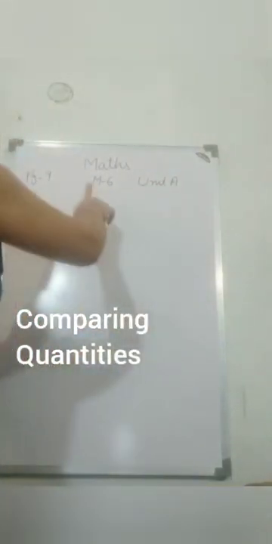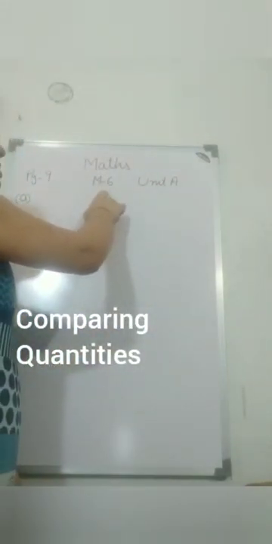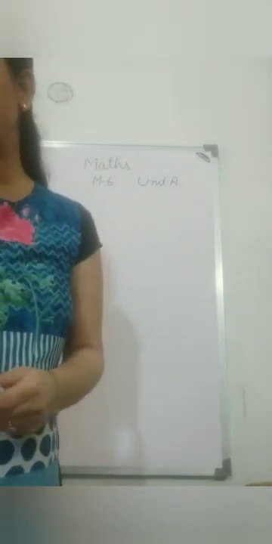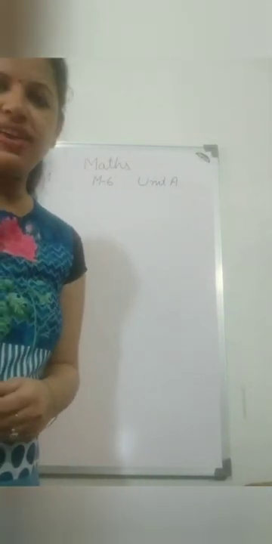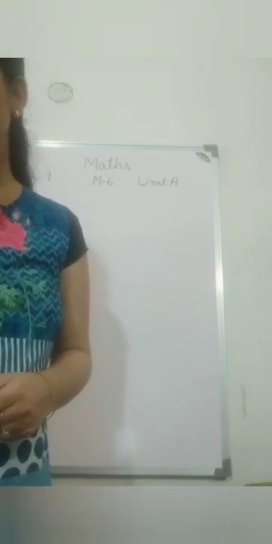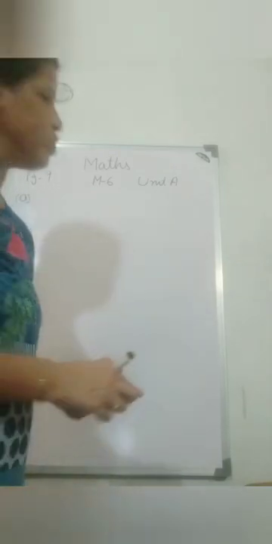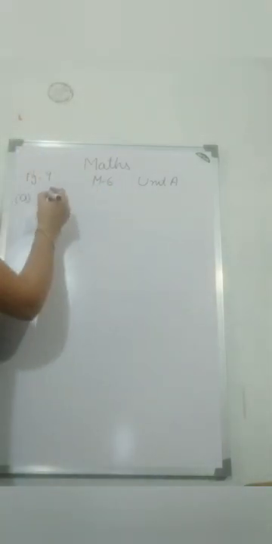Please open page number 9, module number 6, unit A, question number A. The question A is, to make a statue of bronze, 55 kg copper is required. If the percentage of copper is 80%, then what is the total weight of the statue? So, how do we solve this?